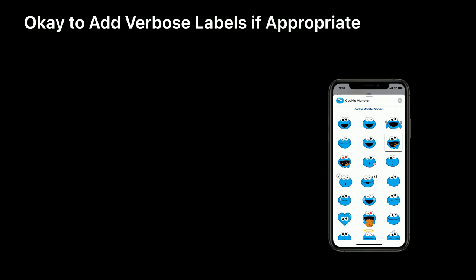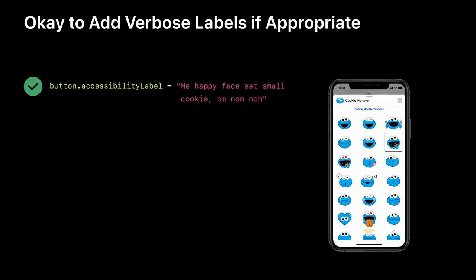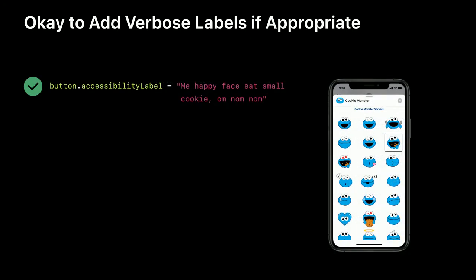But verbosity isn't always a bad thing, though. Oftentimes, verbose descriptions, when in appropriate situations, is really what makes your app fun and memorable. The developers of the Cookie Monster sticker packs have added verbose, but really fun labels to their stickers. So now, VoiceOver speaks, Me happy face eat small cookie, num num button. I love that. That is so awesome. These Cookie Monster stickers are intended to be fun and just make a person smile, whether you can see the sticker or you hear the label.